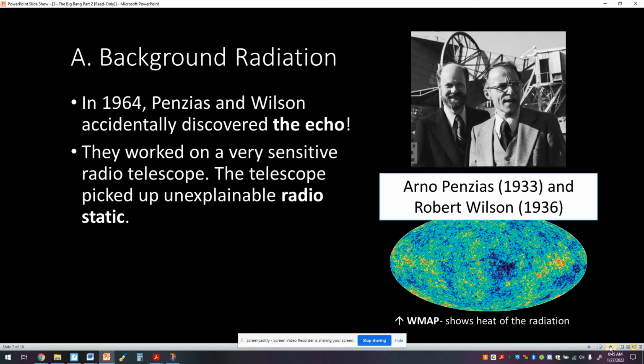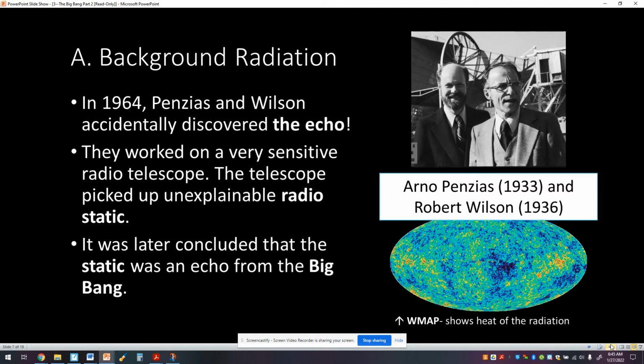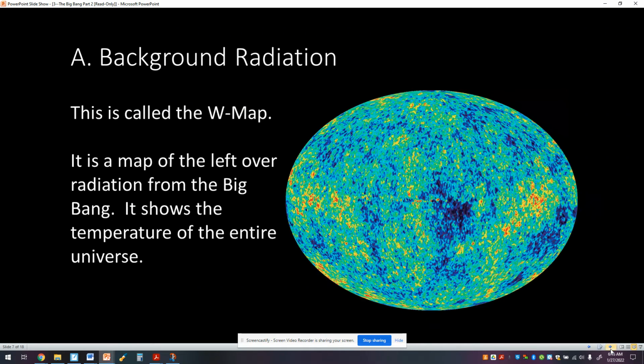They were working on a very sensitive radio telescope. Again, that would point out into the space and bounce back. So this telescope picked up an unexplainable radio static. You guys have all heard static before when you go to turn to a radio station that doesn't fully come in. And it was later concluded that this static was an echo, leftover background radiation from the Big Bang.